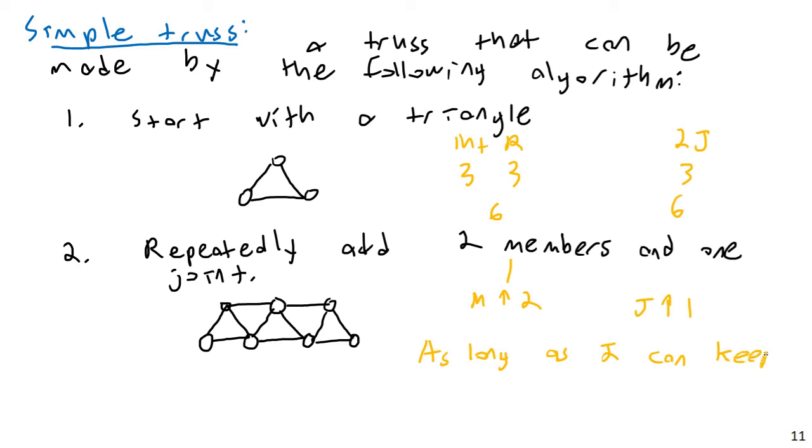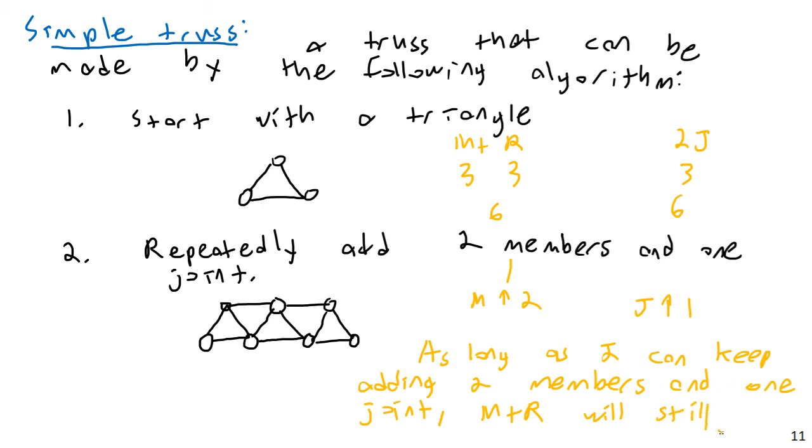As long as I keep adding two members and one joint, then M plus R will still equal 2J. And thus my truss will be both determinate and stable. And so that's sort of the friendliest type of truss. A nice, simple truss, it's stable, it's determinate. In other words, it's a simple truss. The name is very descriptive.